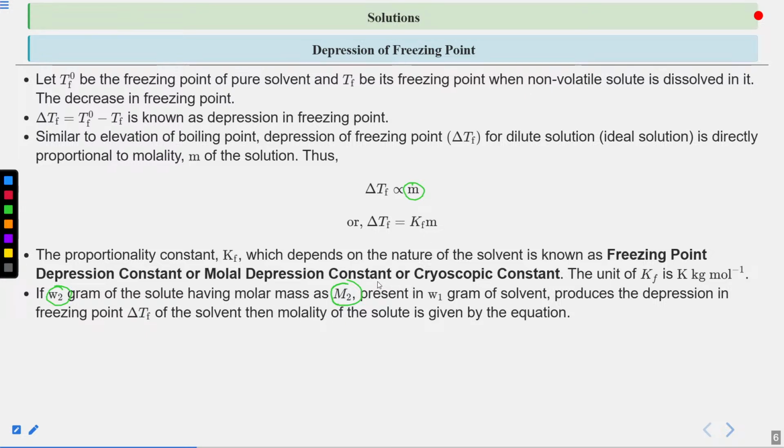Coming back to this, what do we get? If you put all the values here of molality, we will get molality equals the weight of the solute, which is given weight, divided by the molar weight, divided by the weight of the solvent in kgs. So we have divided this by 1000 to convert the grams into kg.